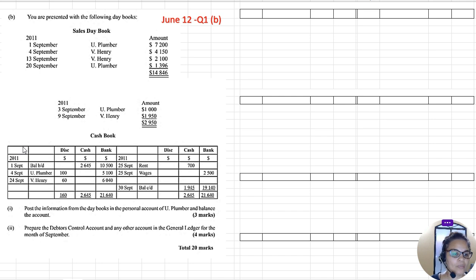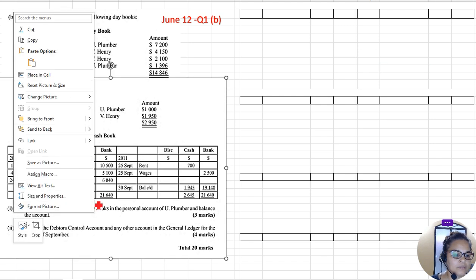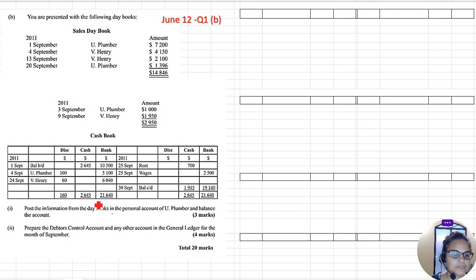So for part B1, you have to prepare the personal account for U Plumber, and for part B2, you have to do the debtors control account and any other one account in the general ledger. This is all that is required of you, for 7 marks total.